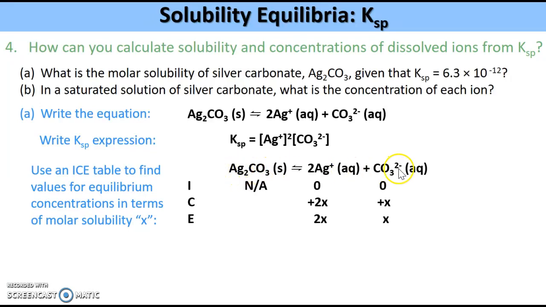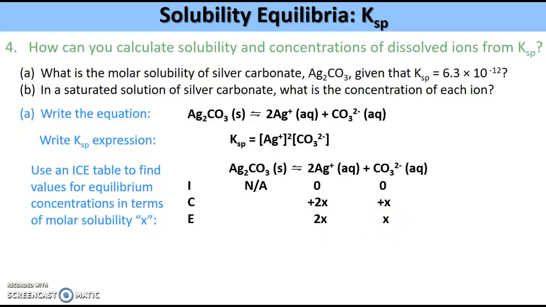I've got the equation at the top. If we're imagining taking the solid and dissolving it in water, the initial conditions are that there are no dissolved ions. It's all in the solid to start. Remember, just like with the K expression, solids are not included, so we can leave this column blank. When they dissolve, because of this coefficient 2, you'll always have twice the concentration of silver ions as you do carbonate ions. So I'm going to put a plus X for carbonate and a plus 2X for silver, which leaves you with equilibrium concentrations in terms of X.